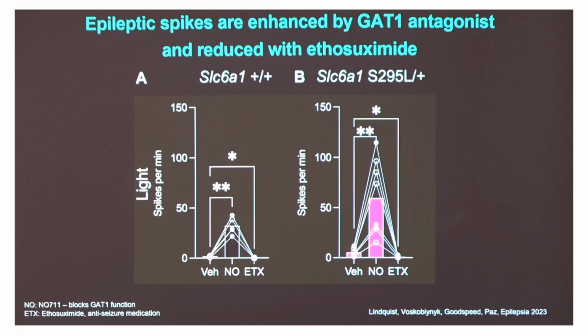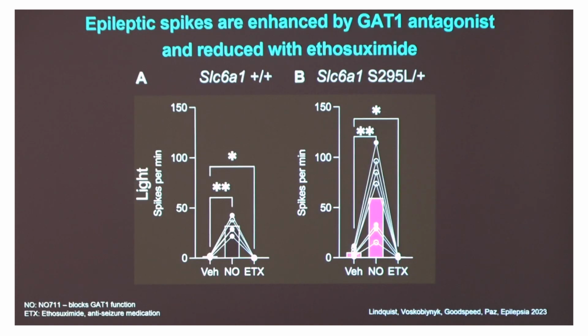So in here, when we record during the day, you can see that the middle bar, the NO711, increases the epileptic activity in the wild-type mice, meaning that when you block the activity of GAT1, in the wild-type mice, we're technically making an animal model of a loss of function of GAT1 using this drug.